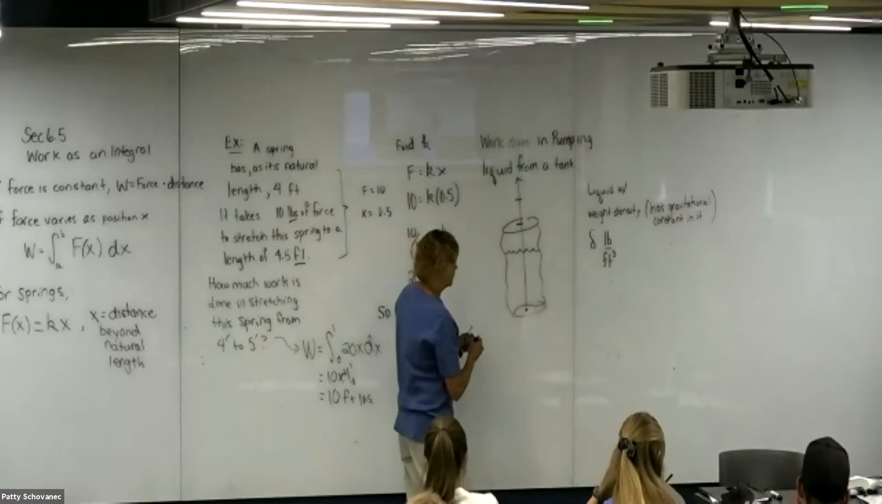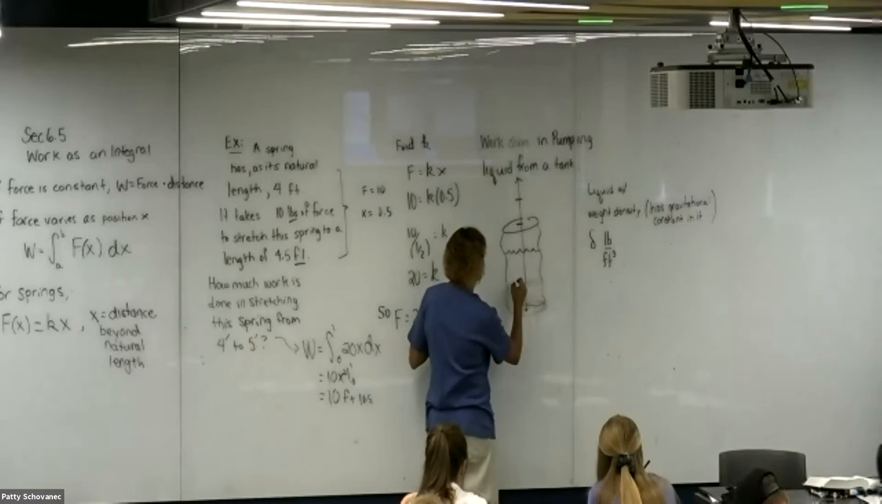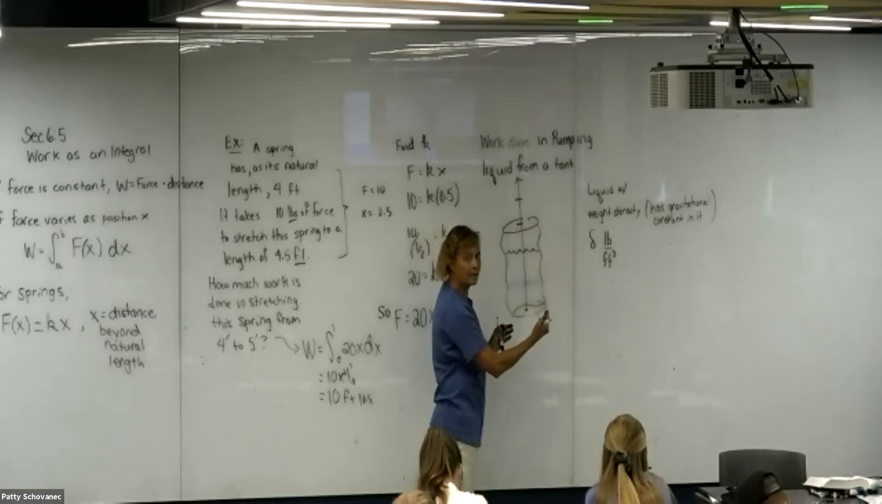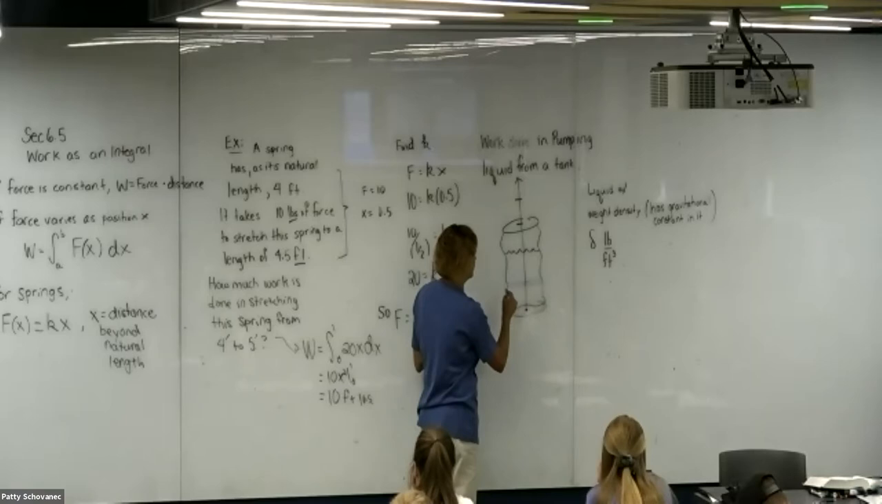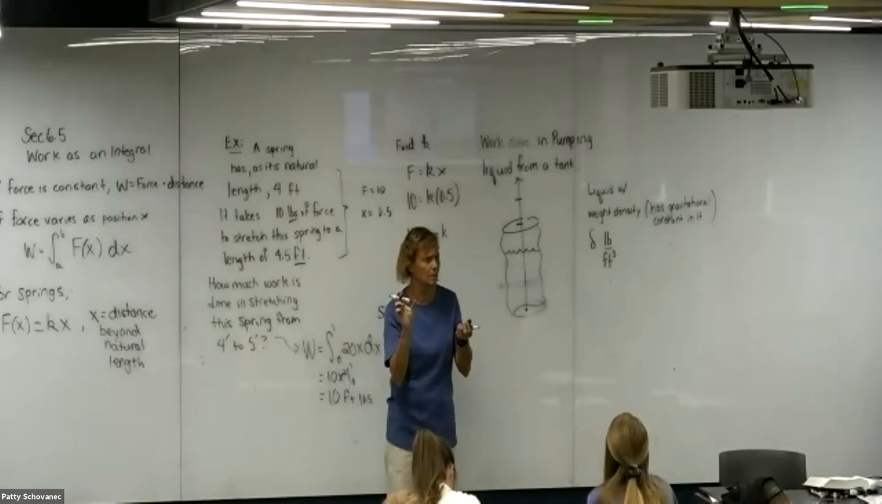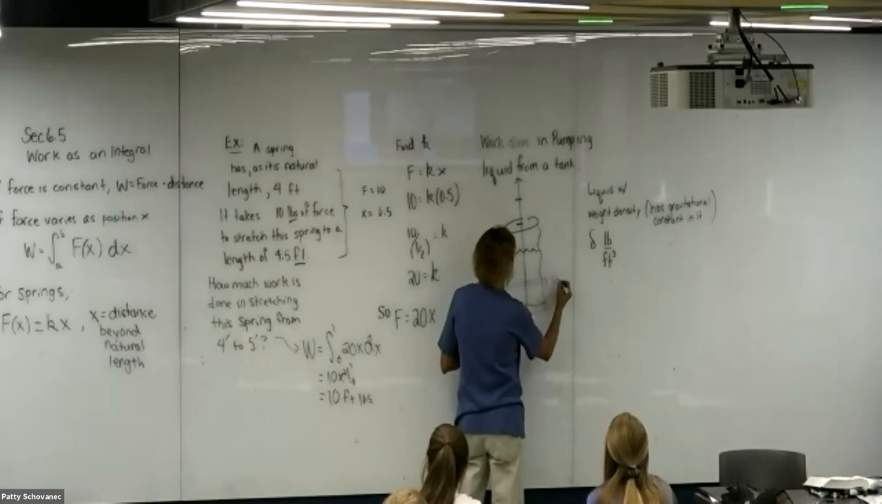And then my slice depends on the shape of the container. Maybe if my container is round, this will be the shape of a disc. If my container has straight lines coming out and I've got some sort of trough, the slice will take whatever the shape of the container is. But that slice, in this case a delta y thickness, has some sort of volume. And what are the units of volume? Cubic, in this case cubic feet. So I'll figure out the volume of the slice in cubic feet.